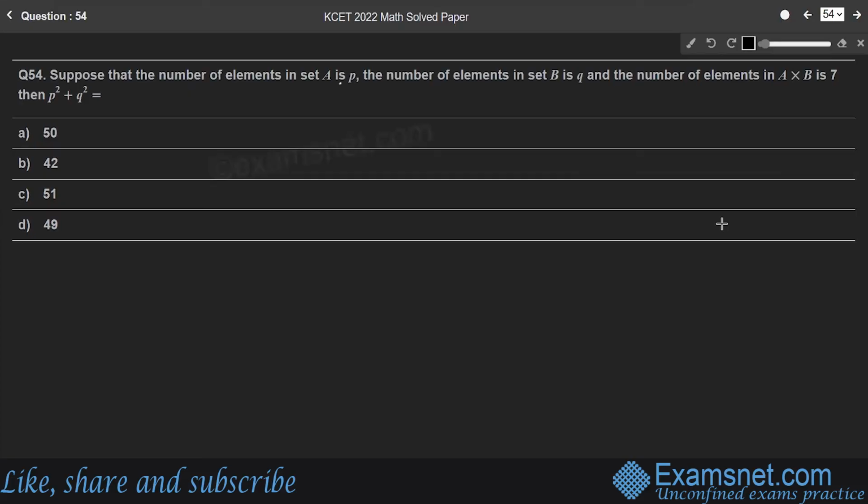Question 54. Suppose that the number of elements in set A is P, the number of elements in set B is Q, and the number of elements in A cross B is 7. Then P square plus Q square is equal to. So students will consider the number of elements in set A. So n of A is equal to P and n of B, in set B there are Q elements, right? So the number of elements in A cross B, n of A cross B is equal to 7.